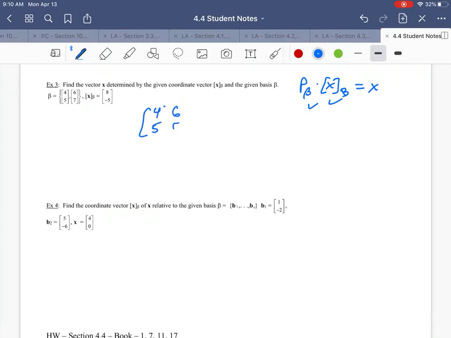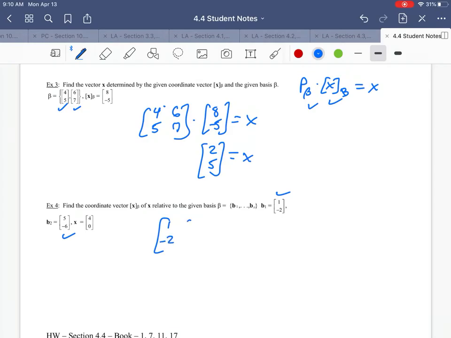So all I have to do is put [4, 5] and [6, 7] times [8, -5], which gives me x. So this comes out to [2, 5]. So [2, 5] is the place I'm going to go if I go 8 of these and -5 of those. All right, and down in example 4 is just giving us basically the opposite.